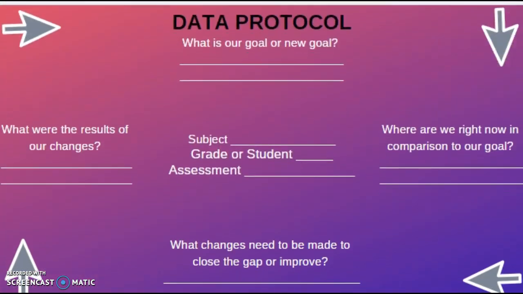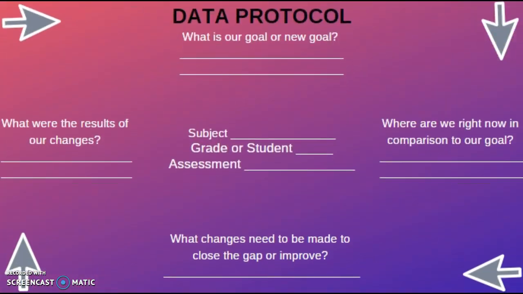The second page is where our team can fill out some spots and dig a little deeper into what data we're looking at. In the middle, the team can fill out what subject, whether this is an entire grade we're looking at or a certain student, and what assessment it was. And back to the start, what is our goal for an individual student or an entire grade? What are we striving to get to?